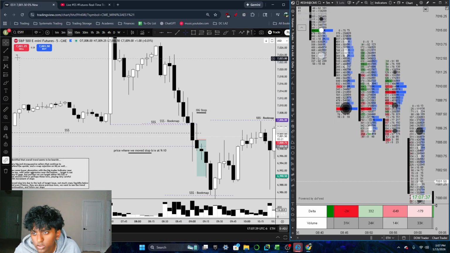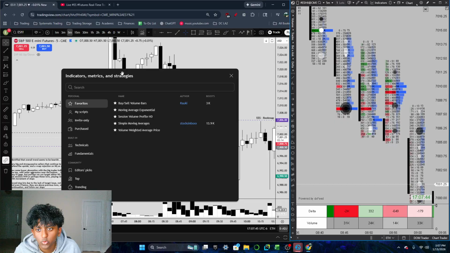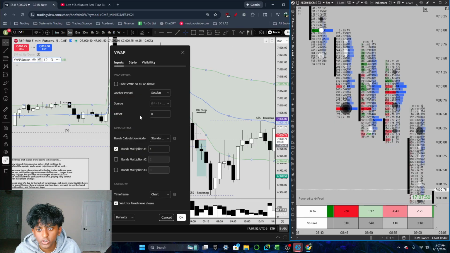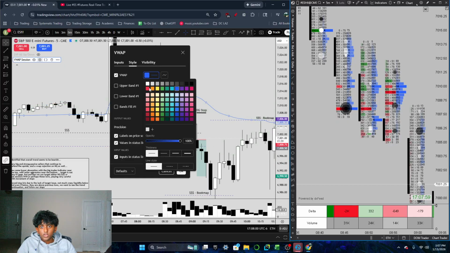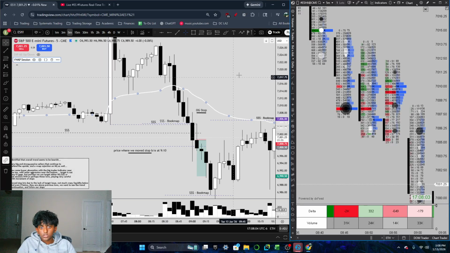Hold on. Is our VWAP not on there? It's not. Hold on, let me add VWAP again, just so you guys can see. Okay, got there. One second, we just want the VWAP here. White, triple thickness. There we go.